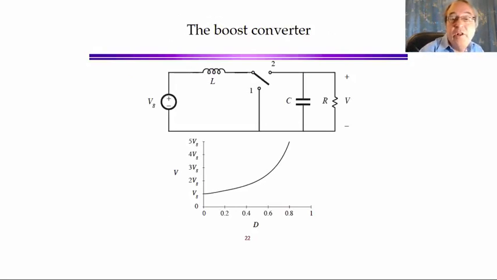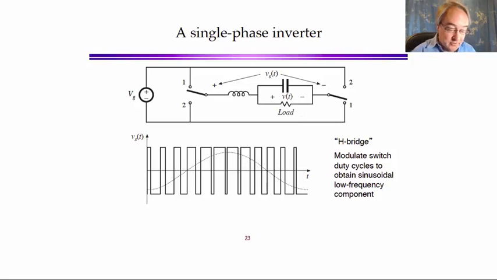It's possible to build converters that will change any voltage into any other voltage. Here's an example of a boost converter that can increase the voltage. So we can build circuits that contain inductors, capacitors, and switches connected in different ways that can actually change any voltage into any other voltage as desired. Here's another example of a single-phase inverter.